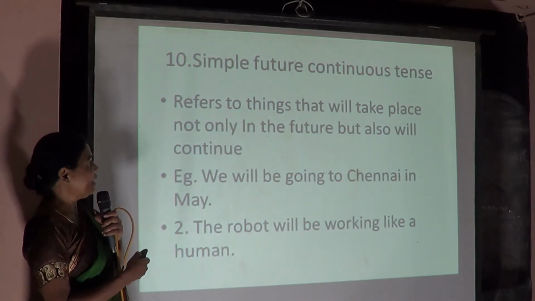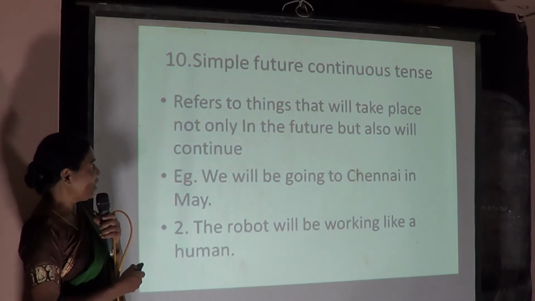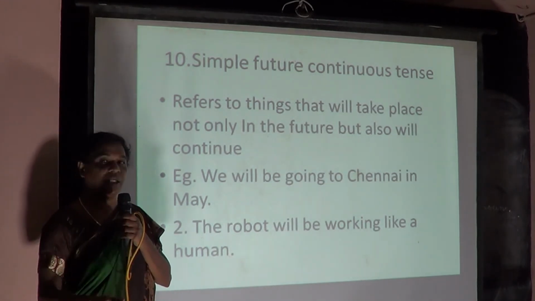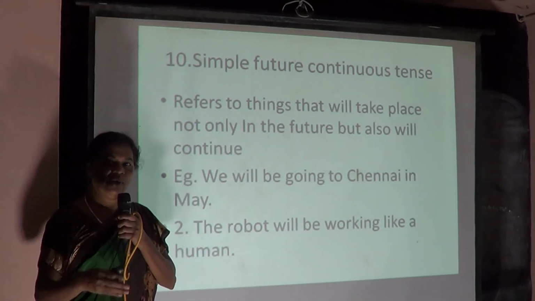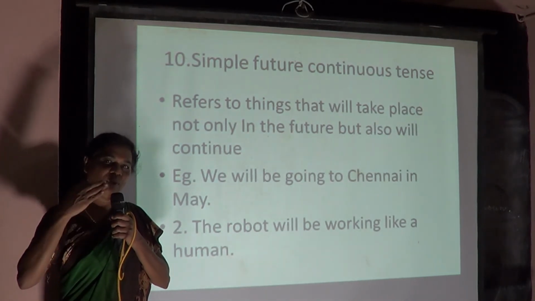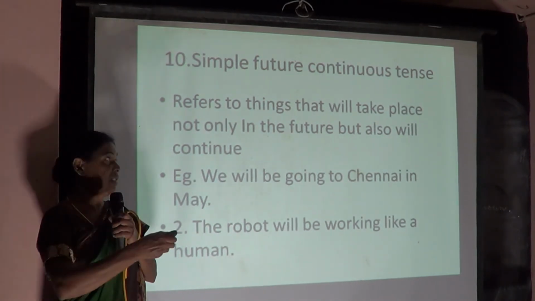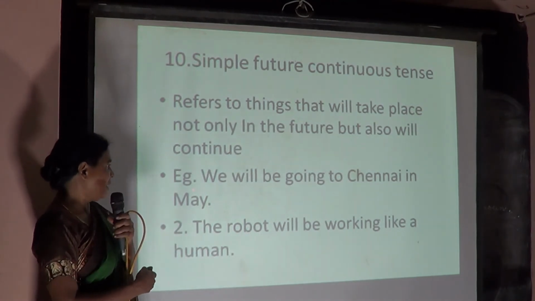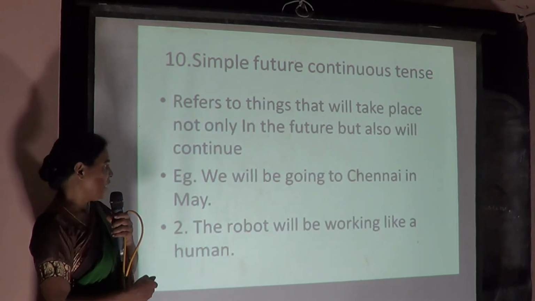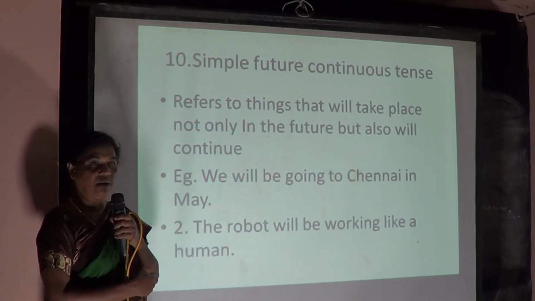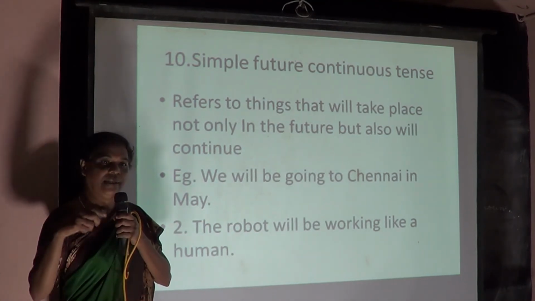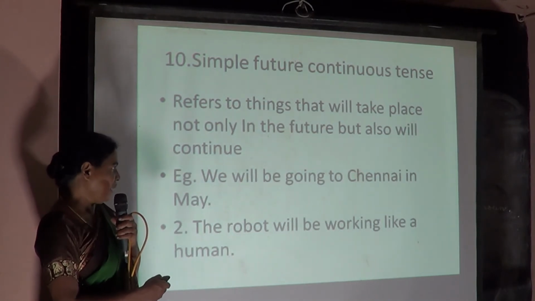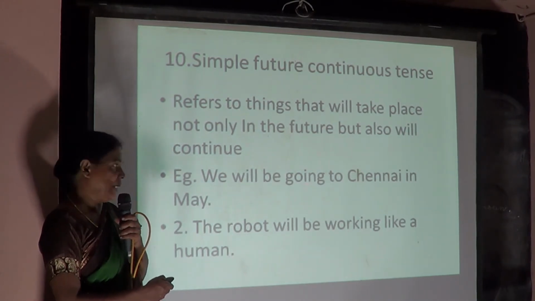Now you see here, refers to things that will take place not only in the future but also will continue for some time. So an action or a thing or anything that will happen in the future, but it will also continue for some time. That is what is coming under the future continuous tense form. Okay, here is an example for you. We will be going to Chennai in May. May month already gone, now we are in July. And in the next May, we will be going to Chennai. See the form, will be going in the form of ing, right?